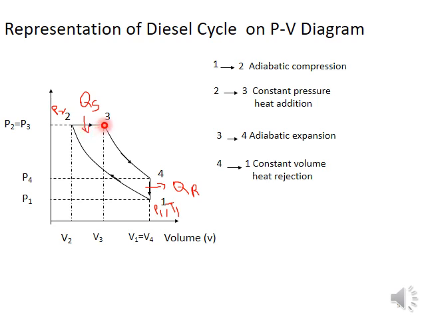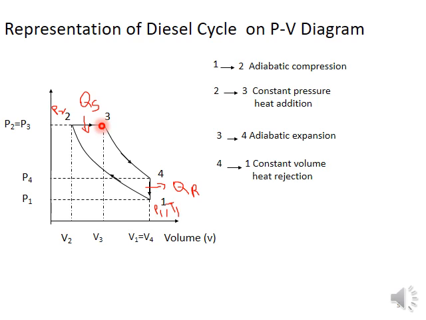Here the temperature decreases from T3 to T2. So we observe it in the TS diagram. Here we only observe the pressure and volume. The volume increases from V2 to V3. Here the volume is V2 and it comes to here, which means the volume increases from V2 to V3. So this is the process between 2 and 3.